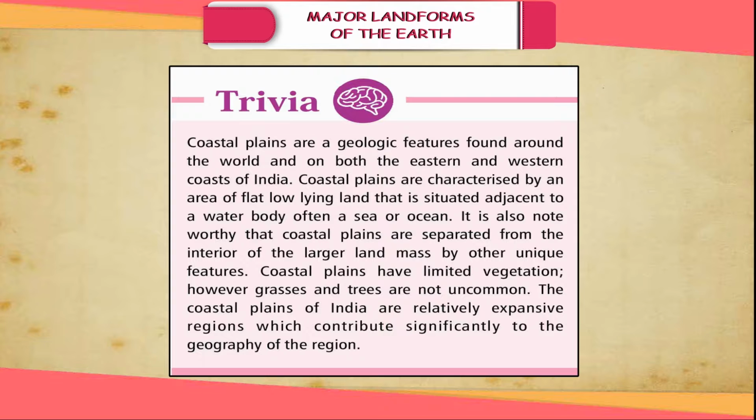Trivia. Coastal plains are a geological feature found around the world and on both the eastern and western coasts of India. Coastal plains are characterized by an area of flat low-lying land that is situated adjacent to a water body, often a sea or ocean. It is also noteworthy that coastal plains are separated from the interior of the larger landmass by other unique features. Coastal plains have limited vegetation, however, grasses and trees are not uncommon. The coastal plains of India are relatively expansive regions which contribute significantly to the geography of the region.